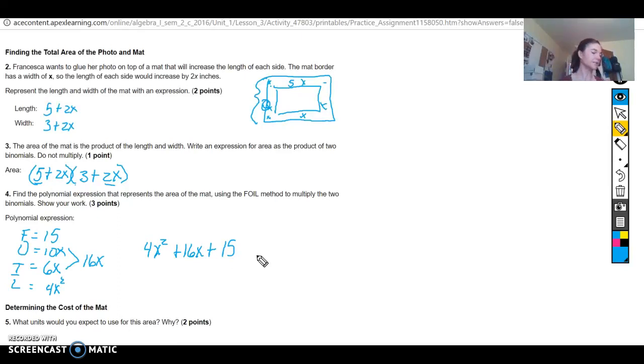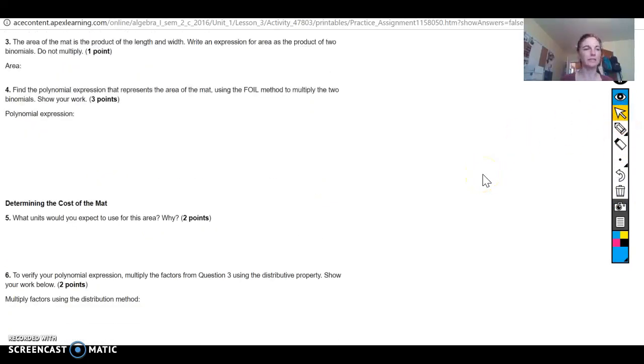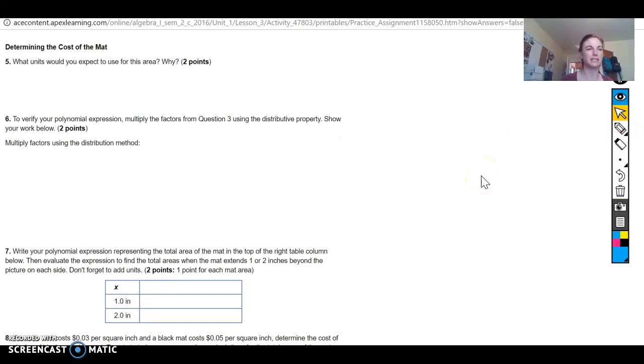Hopefully that makes sense so far. Now we're going to scroll down a bit and figure out the cost of this mat.